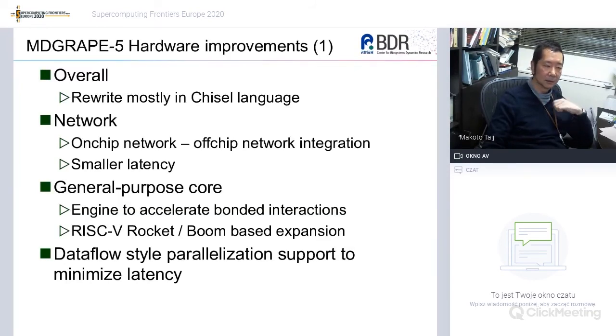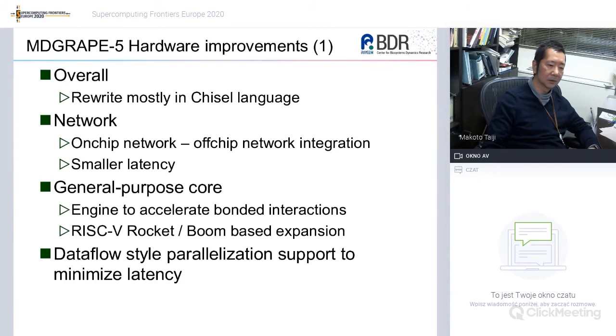Currently, we have gradually started the development of MDGRAPE-5. Overall, we will rewrite mostly in a new language. And for the network, we will improve it to achieve smaller latency. The current single-hop memory-to-memory latency is about 200 nanoseconds. This is already much smaller than a general purpose network, but we would still like to improve it to hopefully below 100 nanoseconds.